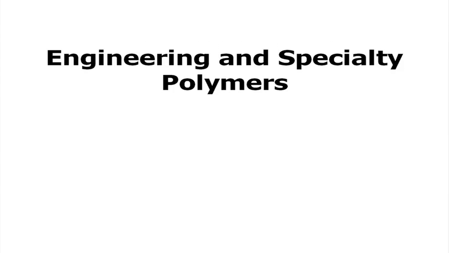Today we shall discuss a new topic, engineering and specialty polymers. There are different categories of polymers, polymer materials from which products are made. We are very much acquainted with the commodity polymers or general purpose polymers, which find high volume application, high volume consumption, and which are cheaper as compared to the other engineering and specialty polymers.